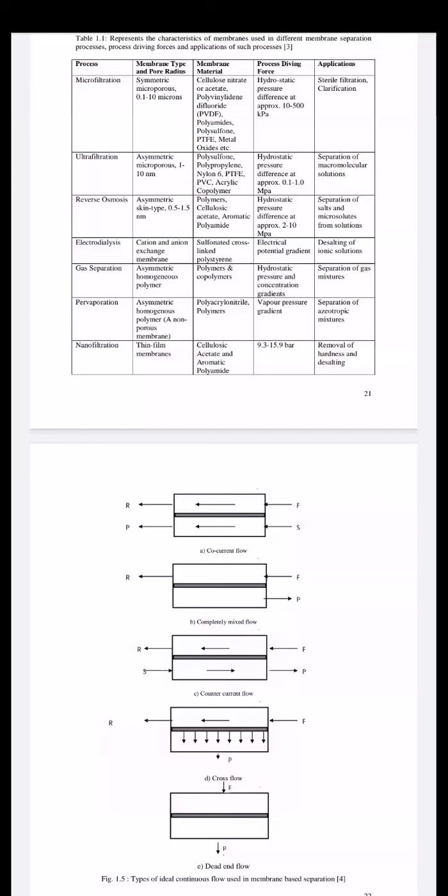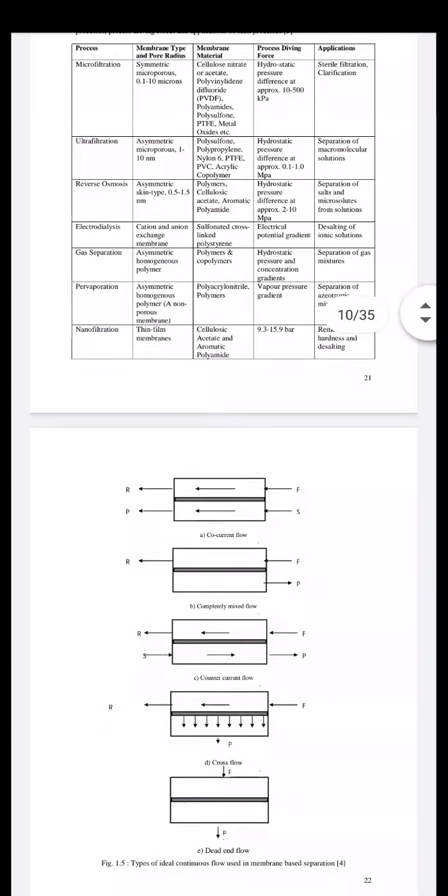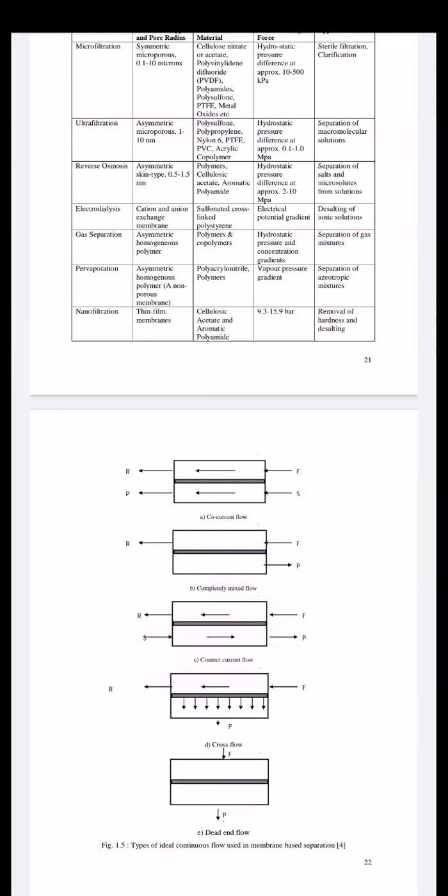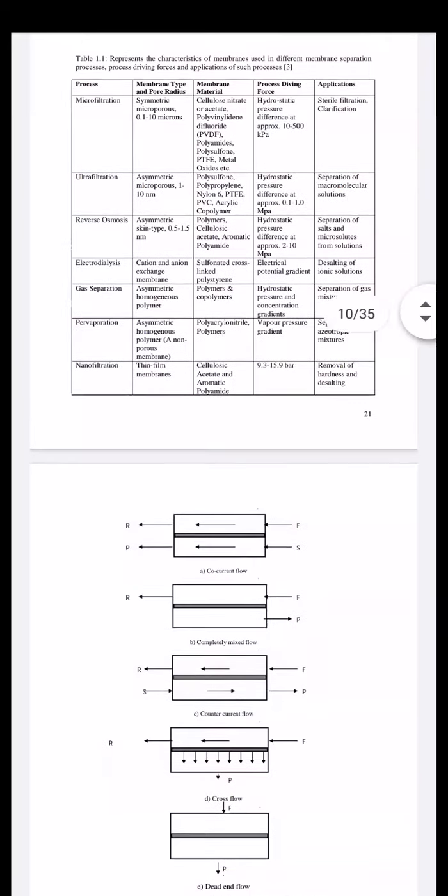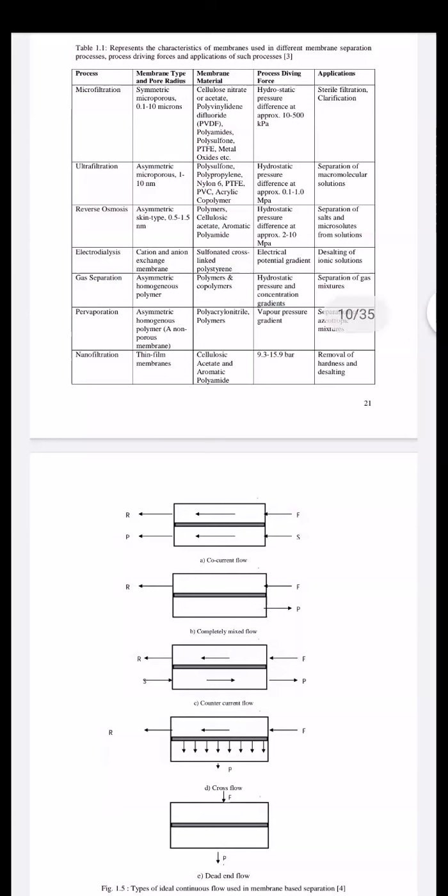Now moving towards another technique, that is gas separation. Gas also comes under fluid. Separating gas from a mixture is a very crucial and critical job. Here again we are using asymmetrical and homogeneous polymer as a membrane type, whereas as material of construction, polymers and copolymers are used.